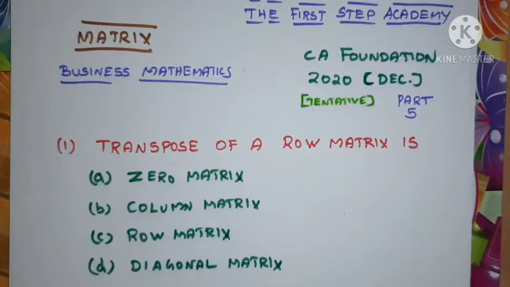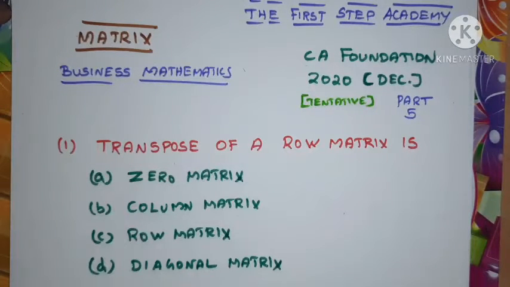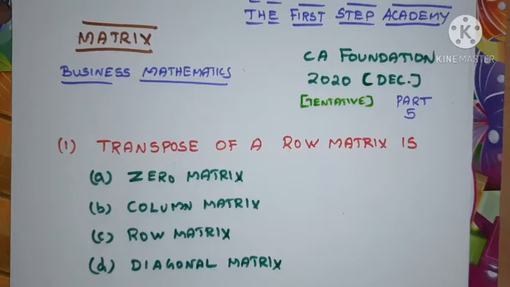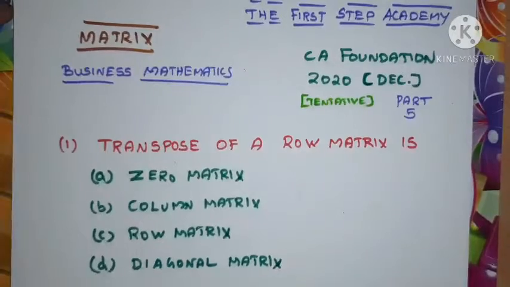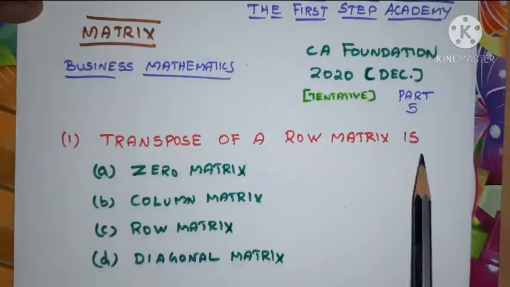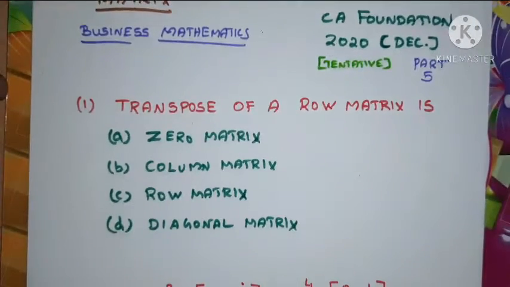In this video, we are going to find solutions for the problems asked under the topic called matrix in the CA Foundation examination held during December 2020. These are tentative questions based on memory that we recalled and we are presenting here. The first question: transpose of a row matrix is. Given options: option A zero matrix, option B column matrix, option C row matrix, option D diagonal matrix.